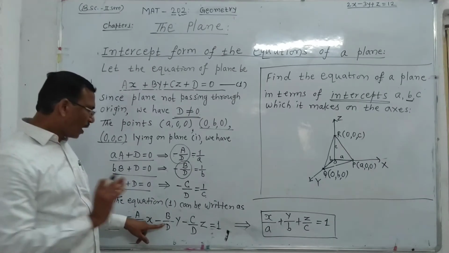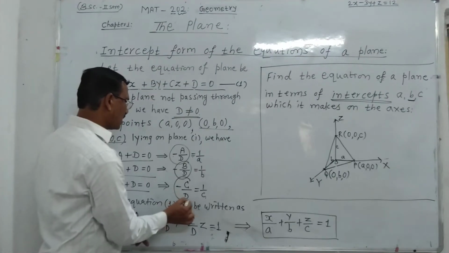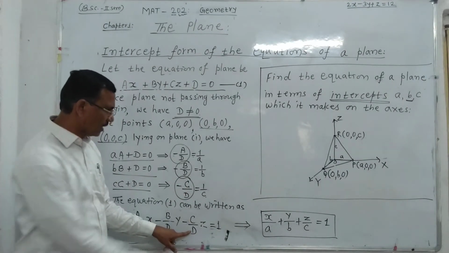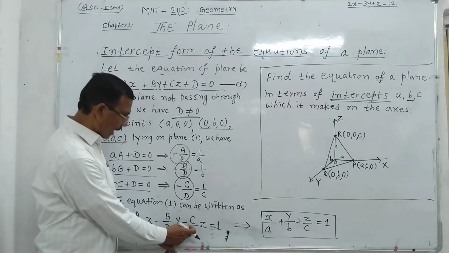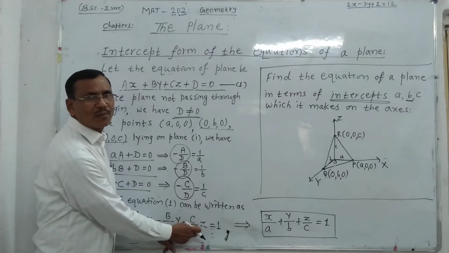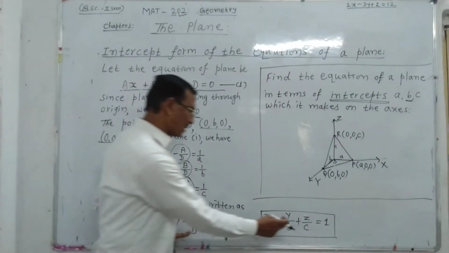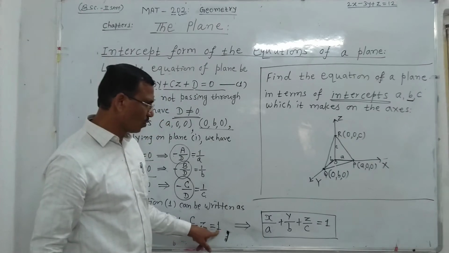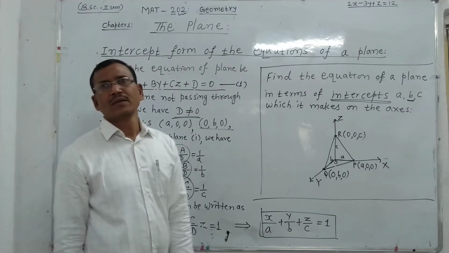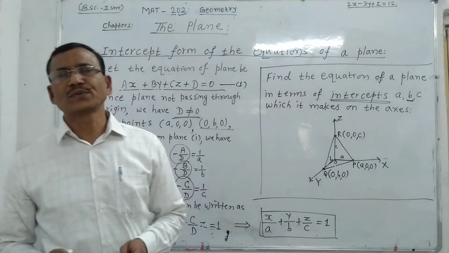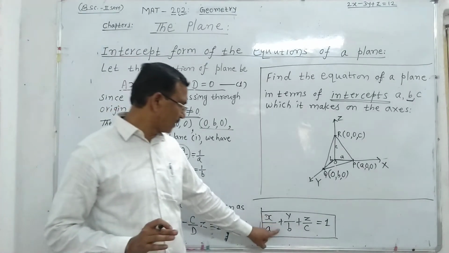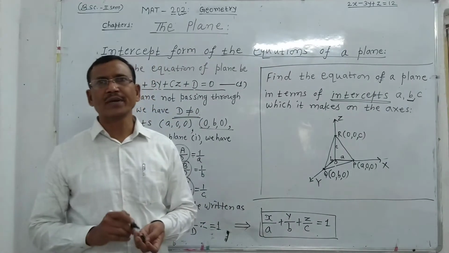Is it clear? Now, the third value, minus capital C upon d, is equal to plus 1 by c, so it becomes plus 1 by c into z. Plus 1 by c into z can be written as plus z upon c is equal to 1. Now this is the required equation of the plane in terms of intercepts a, b, c. Is it clear?